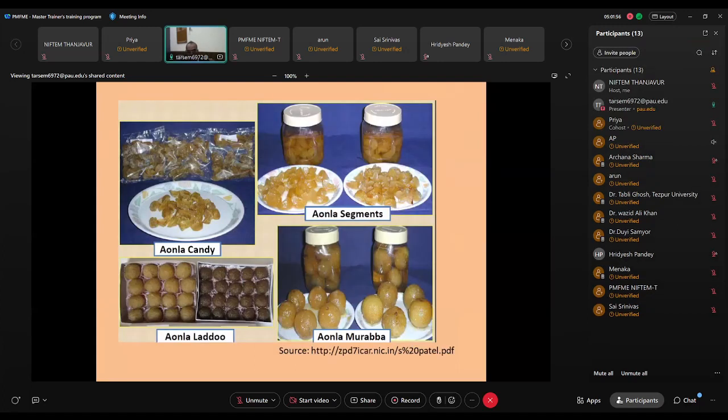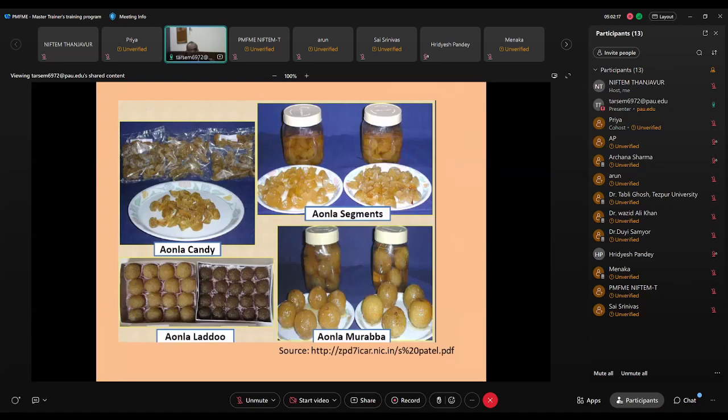These are some of the final products, like amla candy, amla segment, amla laddu, murabba, etc. Dried amla products can also be made by cutting the fruit into four, five, or six pieces and then drying it.